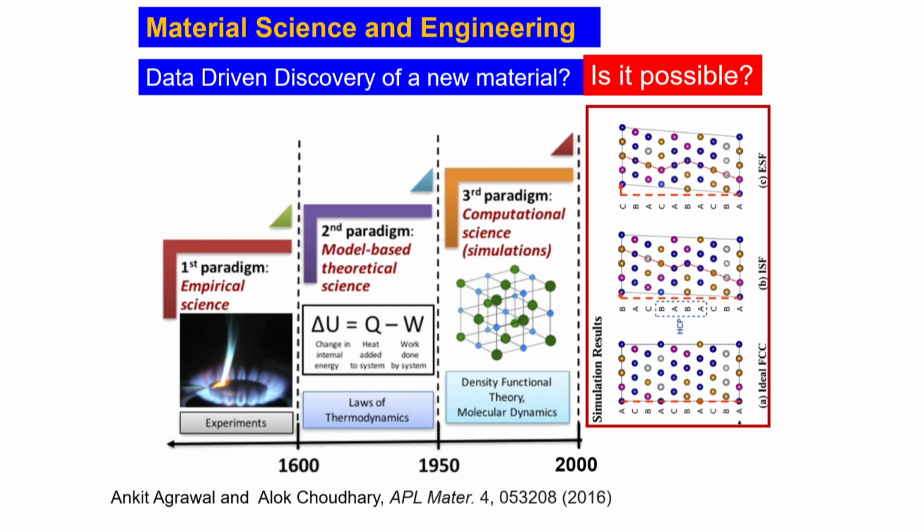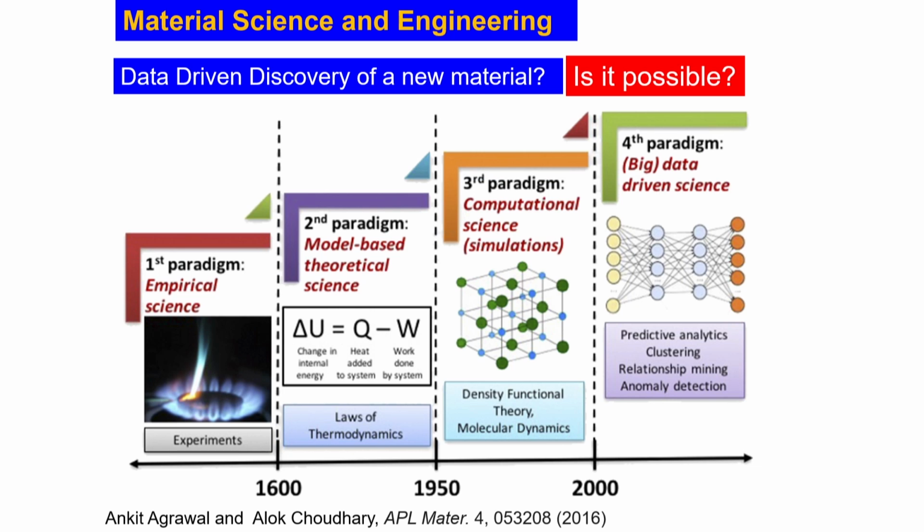That is what is called a third paradigm. So, therefore, we simply go from empirical science to model based science to computational science. Is there any other paradigm? Of course, yes. After 2000, what we have is big data driven science. That is what is called informatics or data science, and this is what is known as the fourth paradigm. You and me are living in that paradigm.